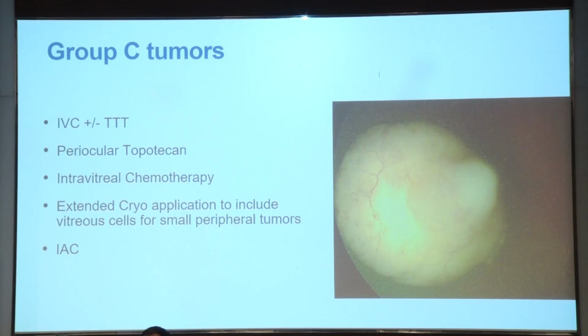Group C are cases which have got some sort of seeds. C is confined seeds, which means the seeds are close enough, less than 3 millimeters away from the tumor. And for such tumors also, we have the option of intravenous chemotherapy to control the main mass. And also, if the seeds are not responding to conventional treatment with intravenous chemotherapy, we have 2 other things, that is the periocular chemotherapy or intravitreal chemotherapy. Also, if it's a small peripheral tumor with a small set of seeds just adjacent to the tumor, then you can actually cryo the tumor as well as let the ice ball grow into the vitreous and freeze the seeds also along with it. And again, IAC is a very good option but an expensive one.